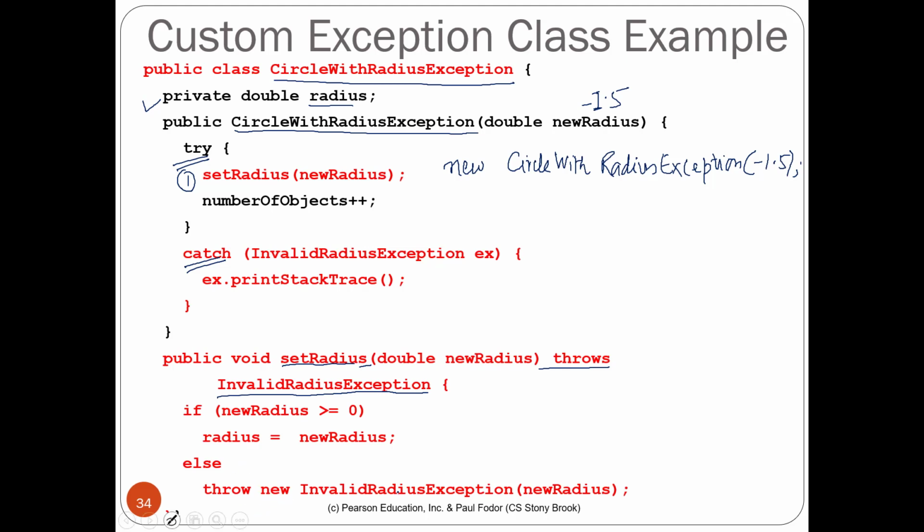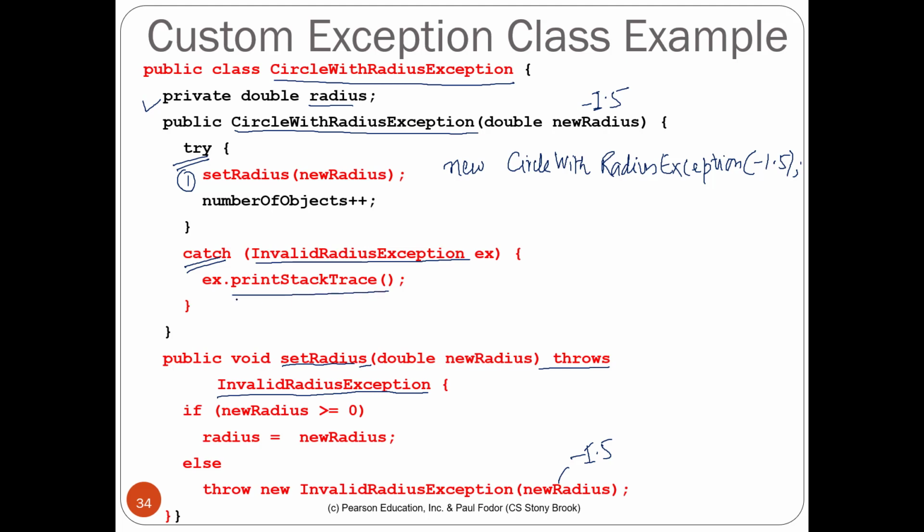We will create a new exception of the type InvalidRadiusException with the value of the radius, which is minus 1.5 in our case. And this exception that you're throwing here in setRadius would be caught in the constructor. So if there is an exception here, it will be caught in the catch block of the constructor, and the constructor will print the stack trace.